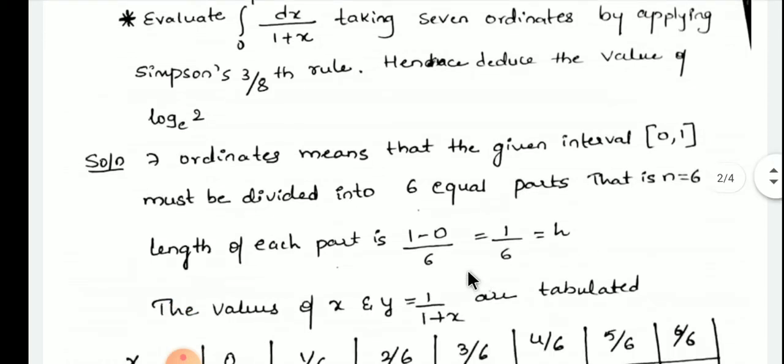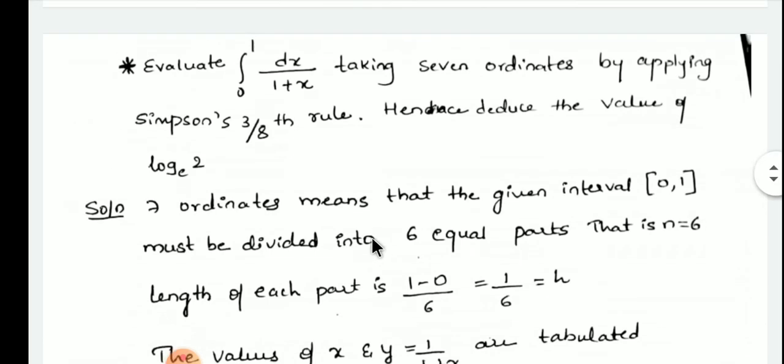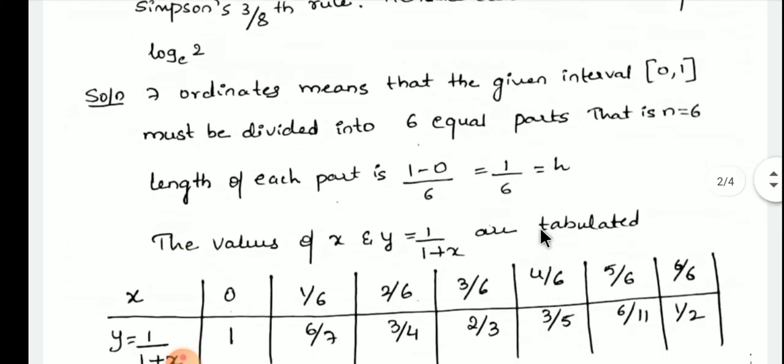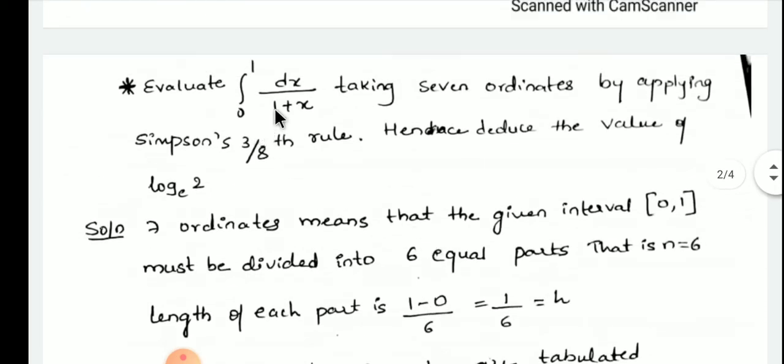Therefore, I can easily calculate h. h is equal to b minus a divided by n. b is 1 and a is 0. Therefore, 1 minus 0 divided by n is equal to 6, so 1 minus 0 divided by 6 is equal to h. Now, h we got as 1 by 6, and for the corresponding value of x we need to calculate y by the given equation.